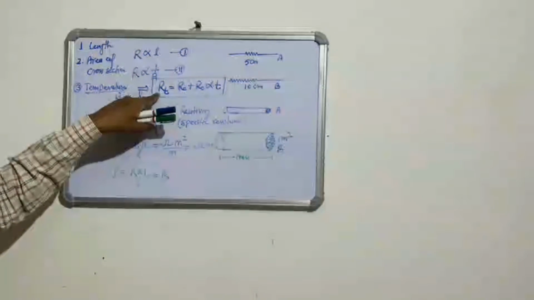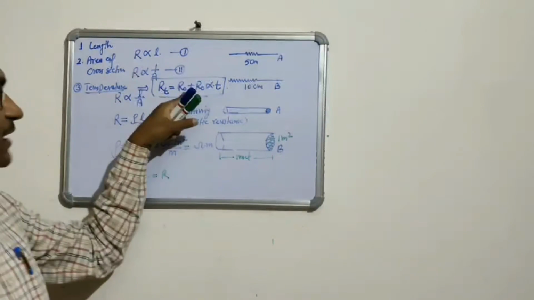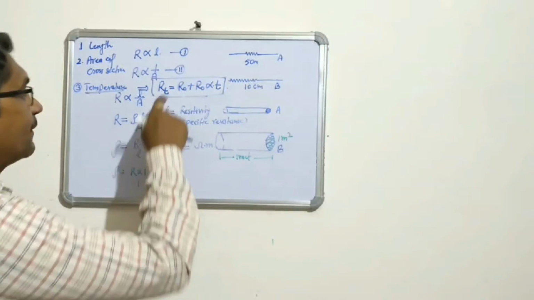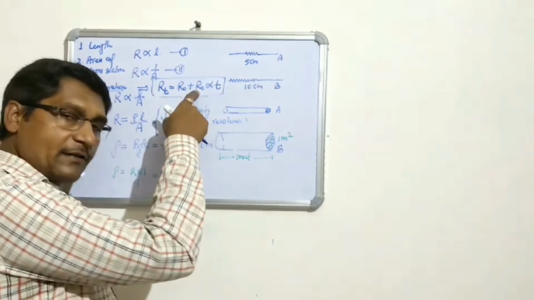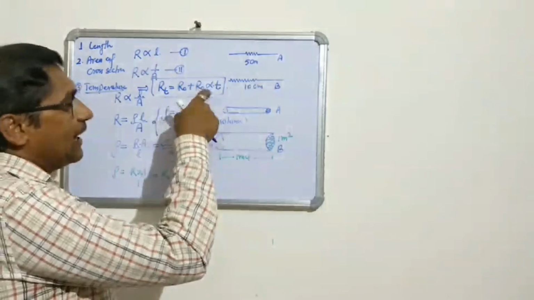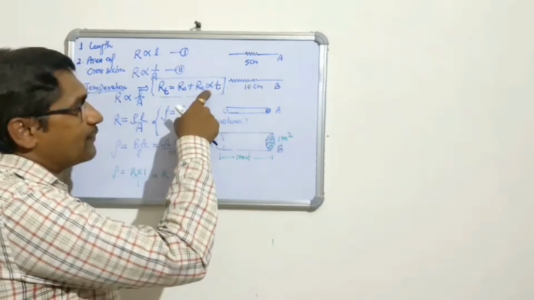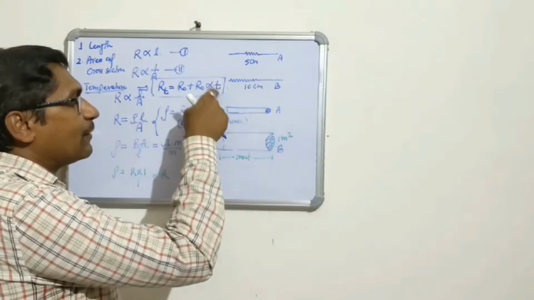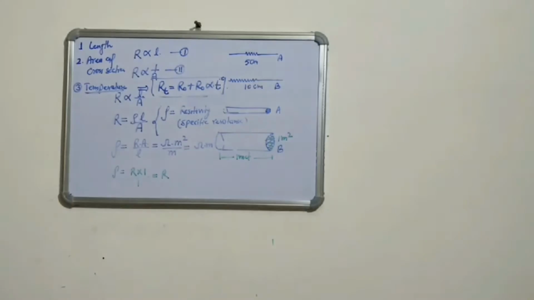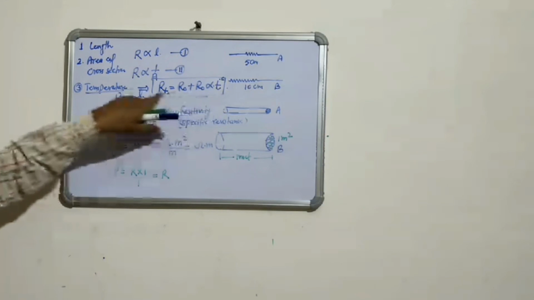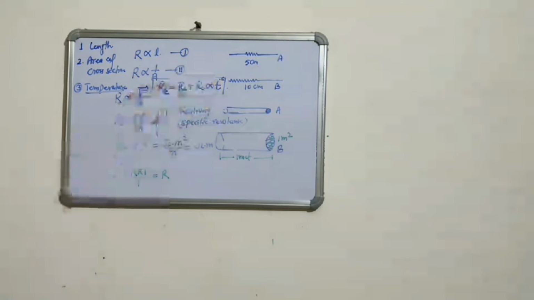Here R_T is the resistance of the wire at T degree Celsius, R naught is the resistance of the wire at 0 degree Celsius, alpha is the thermal coefficient of resistance, and T is the temperature in degree Celsius. So this formula shows resistance depends on temperature.